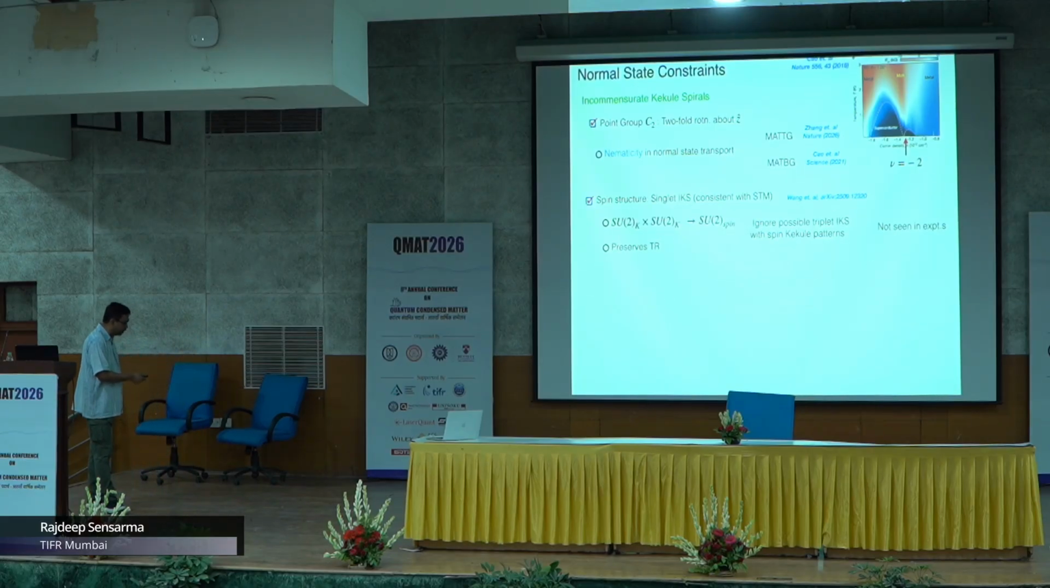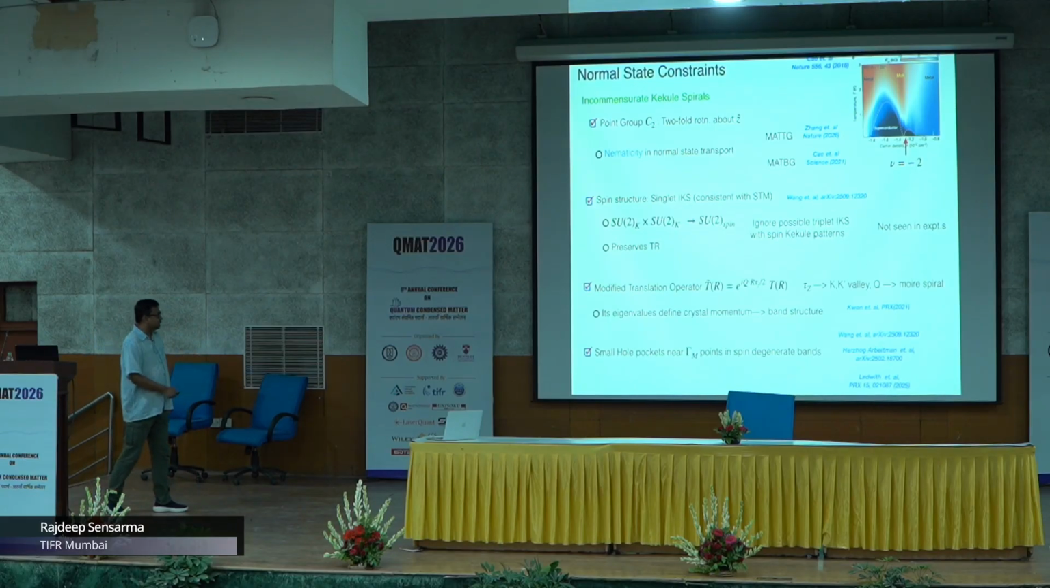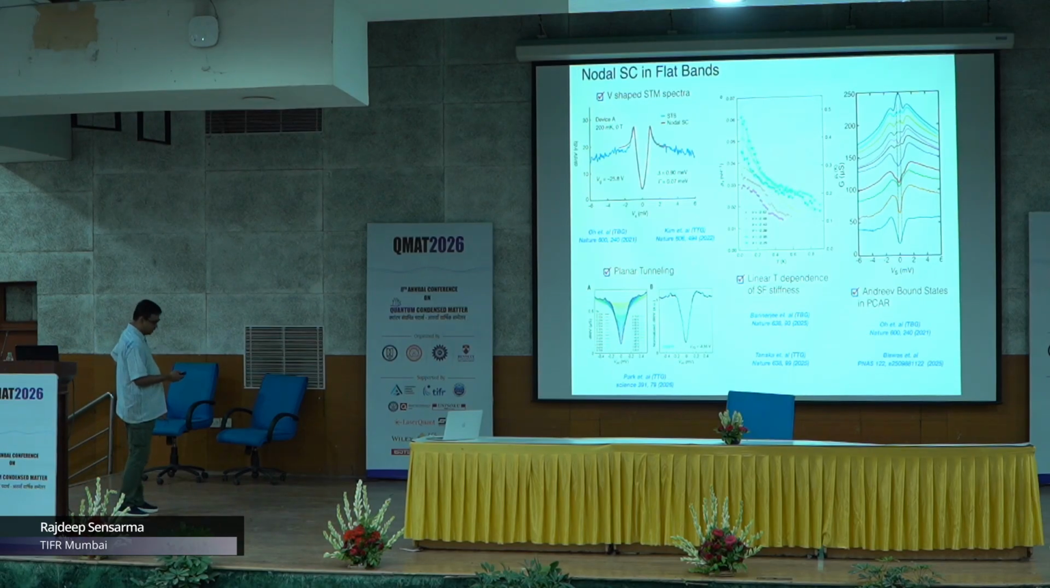This preserves time reversal. This you can rewrite as some effective crystal momenta; some modified crystal momenta are good quantum numbers. You can get a band structure, and if you do the band structure, the important thing is that what you end up with is small hole pockets near the zone center or the gamma points, and these are your spin degenerate bands. So this is the basic underlying thing that we will start our calculations with.